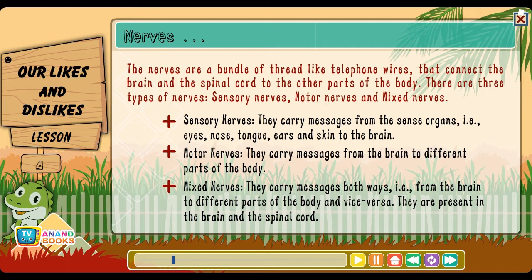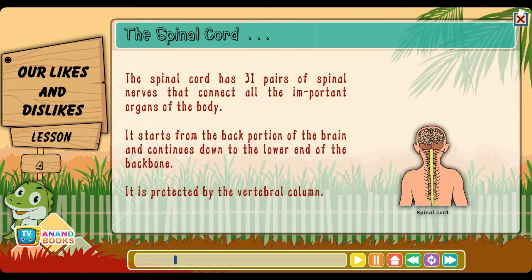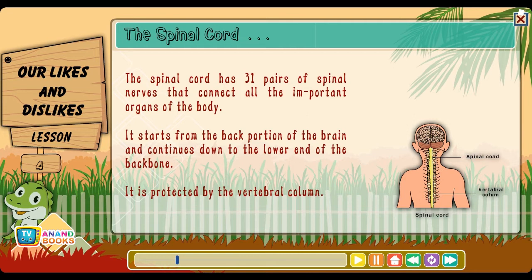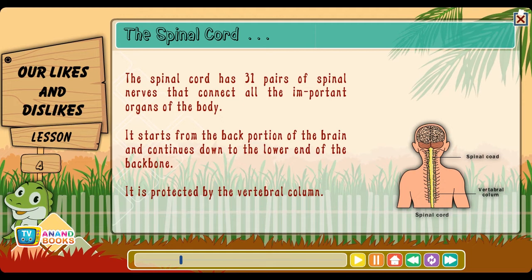The spinal cord. The spinal cord has 31 pairs of spinal nerves that connect all the important organs of the body. It starts from the back portion of the brain and continues down to the lower end of the backbone. It is protected by the vertebral column.